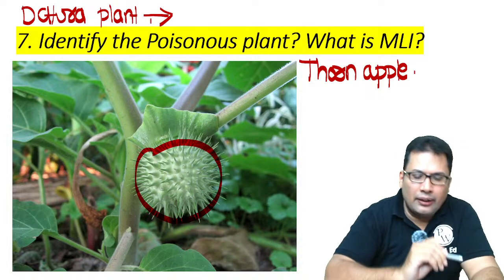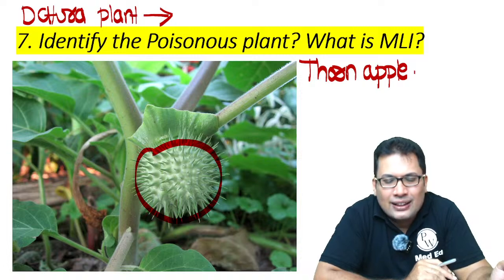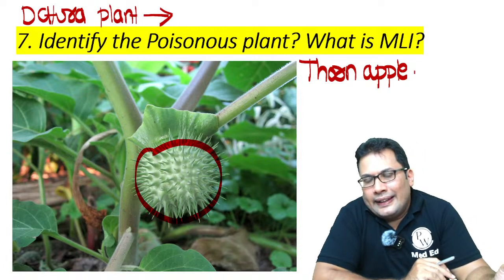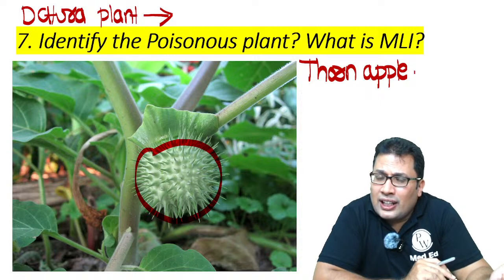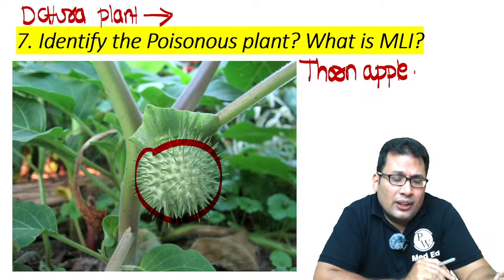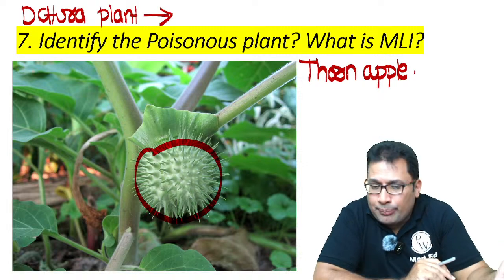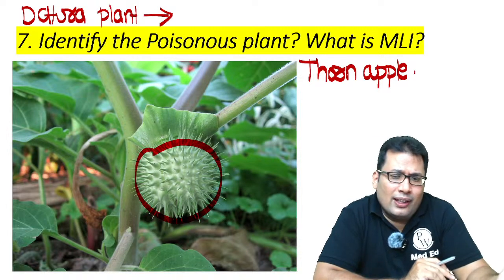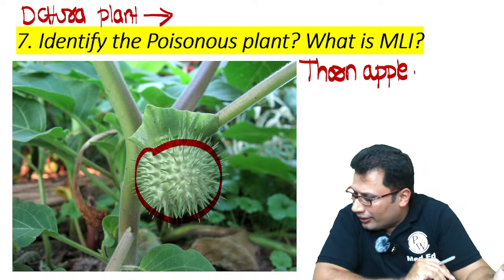Datura seeds are brown color seeds, double edged, kidney shaped. The fatal dosage is 100 seeds. They consist of hyoscine, hyoscyamine, and traces of atropine. It causes 9D manifestations. Treatment is physostigmine. So here, what is the medico-legal importance of datura poisoning?